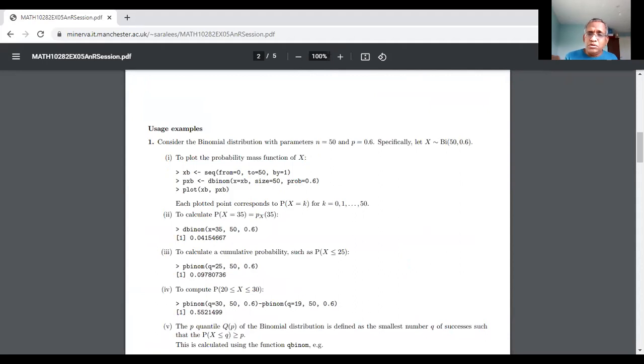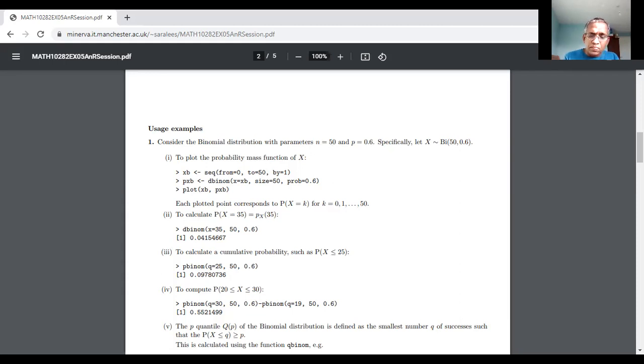The next page, that is page 2 of the tutorial sheet. As usual, if you have questions, guys, just use the chat room, okay? All right, the first thing I'm going to do is I'm going to plot the density of a binomial distribution. So this is what you will do. First, you need to define where you want the density from, all right? So 0, 50, 1. So it will generate these numbers 0 to 50 in steps of 1, right?